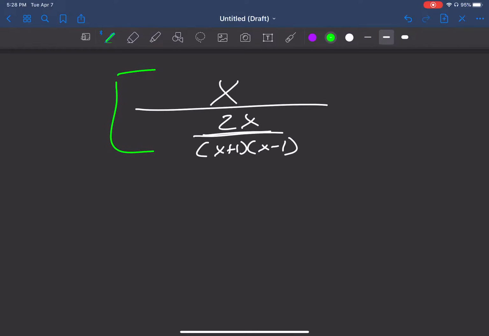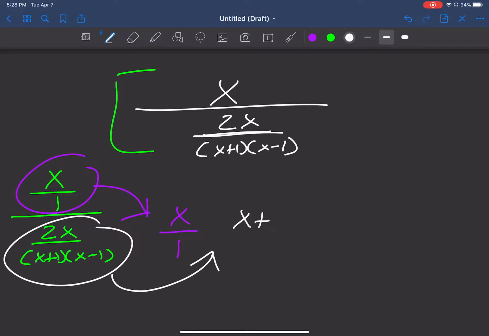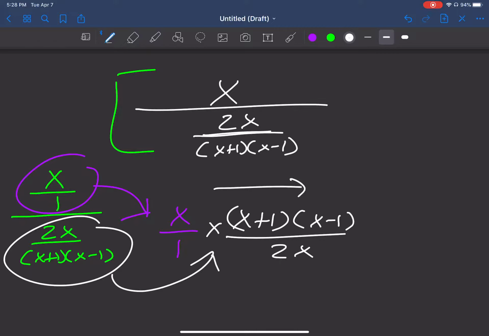You're going to say, well, when we write this, say x over 1 is over 2x over x plus 1, x minus 1. Right? Now, what do we do? We bring this guy down and just say, okay, I'm leaving you alone. Nothing to do with you. Now, with this, we're going to flip. So what do I mean when we flip? We say, well, x plus 1 times x minus 1 over 2x. And then we just multiply straight across. We're done after that, right?